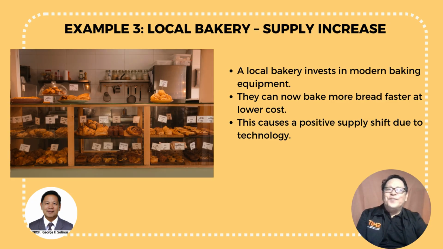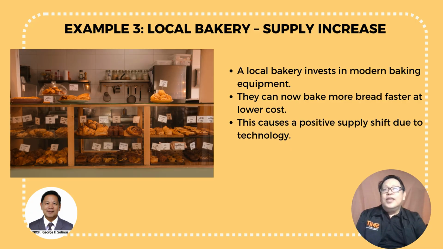And our last example is a local bakery that demonstrates an increase in supply. Investing in modern, efficient equipment, causing faster production at lower cost, is a classic example of a positive supply shift. An increase in supply means shifting the supply curve to the right, allowing the bakery to offer more bread at every price point due to the improved technology and reduced operational costs.